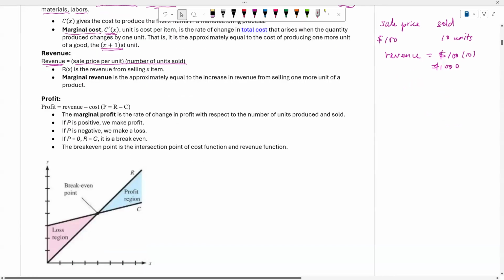And then now, how about the profit? Okay, now basically the profit is the revenue minus cost. It will be the profit then. Okay. Then the marginal profit is the rate of change in profit with respect to the number of units produced and sold. Okay, again. Then if profit is positive, then we make a profit. If profit is negative, then we make a loss.